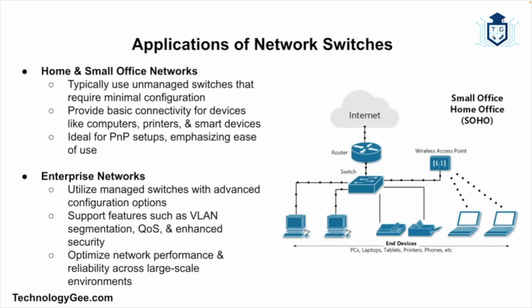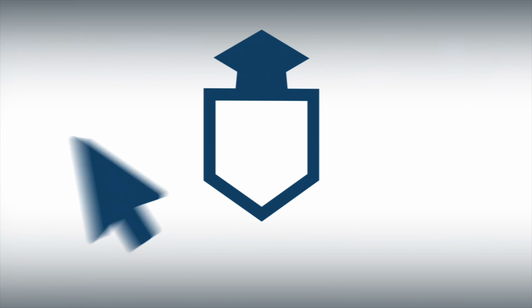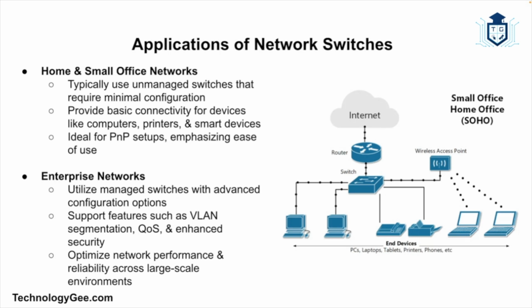All right, next let's talk about some applications of network switches. So network switches are used in a variety of settings, from small home networks to large enterprise environments. And here are some common applications of network switches. So we have home and small office networks. Unmanaged switches are commonly used to connect devices in home and small office networks, providing basic connectivity and ease of use.